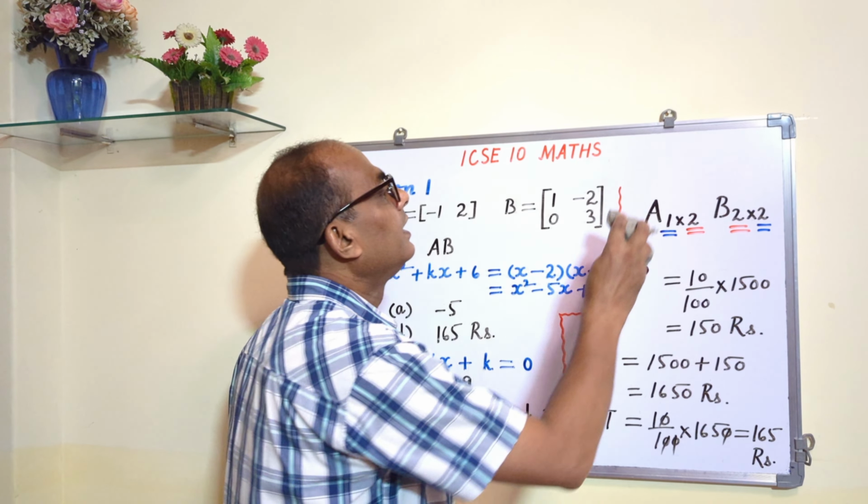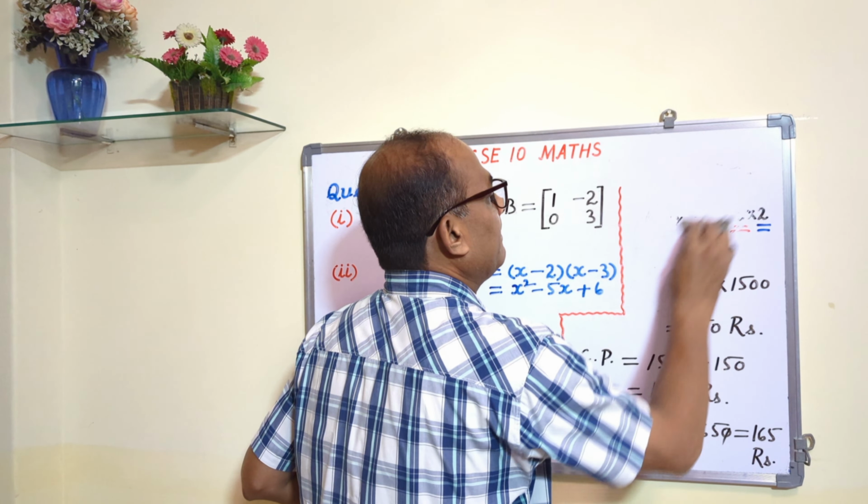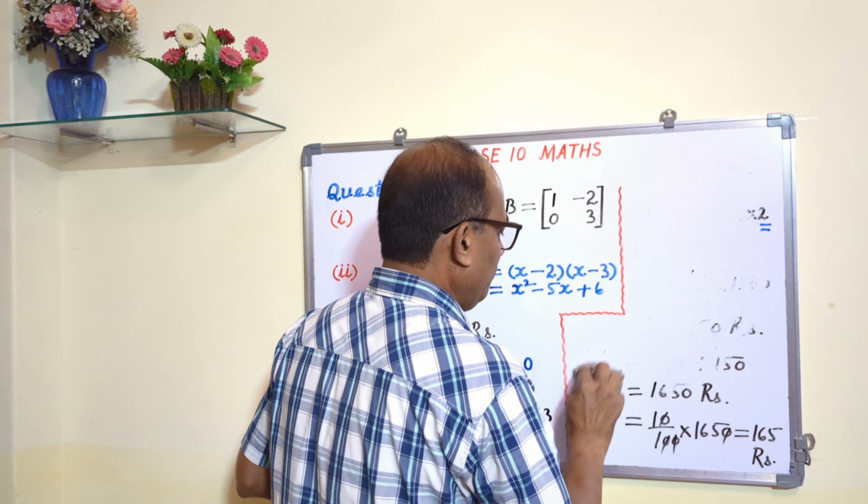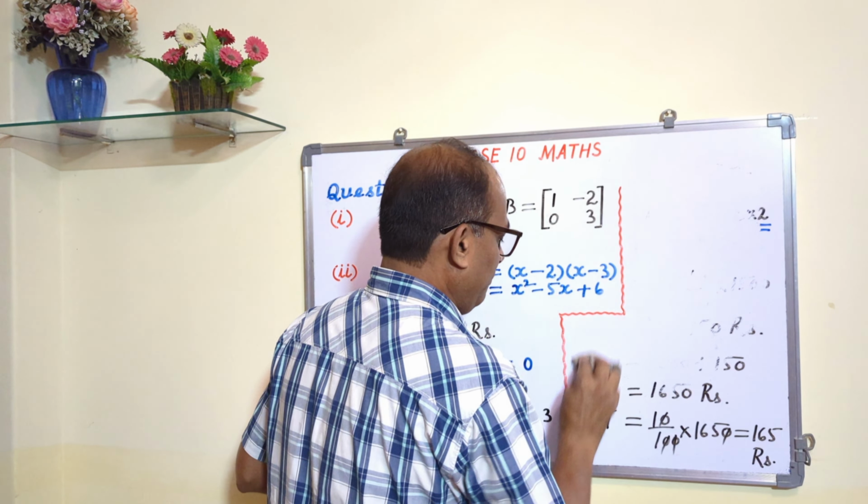Alright, so let us find out b square minus 4ac, and let us say it is greater than 0.